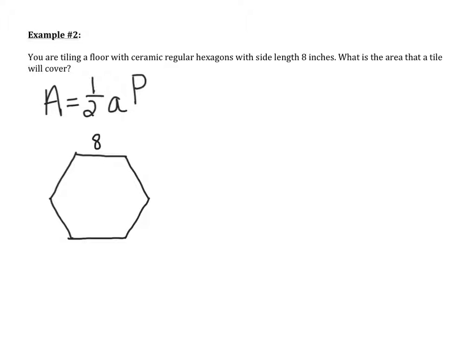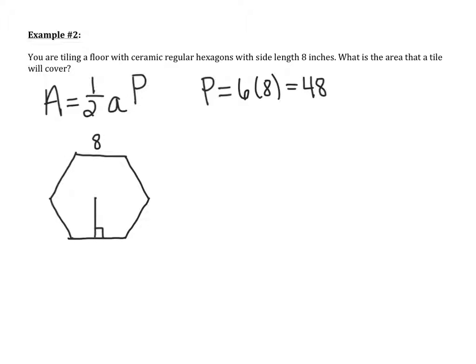So what we have to be able to find is the apothem, that's the distance from the center, perpendicular down to a side of the polygon, and we also need to know the perimeter. We can find the perimeter right off the bat since we know that each side is 8 inches long. So since we have 6 sides and each side is 8 inches, we know the perimeter is 48. However, we're going to have to do some work to find that apothem.